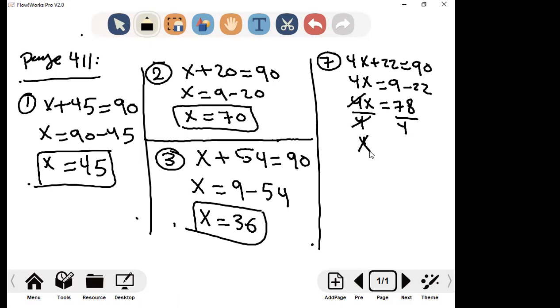For x will be what? X will be what? 17. The 90 minus 22, not 78. 68. Sorry. 68 on 4, how much? 17.